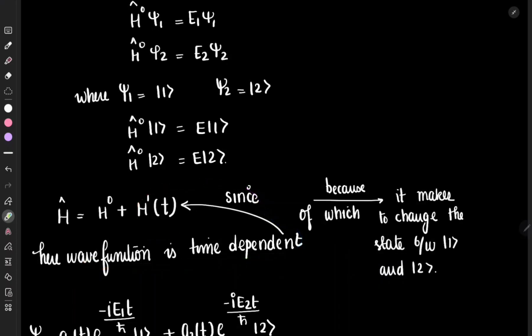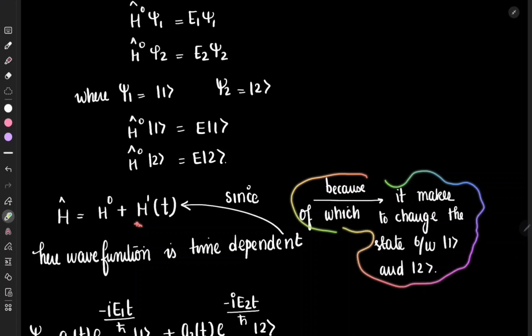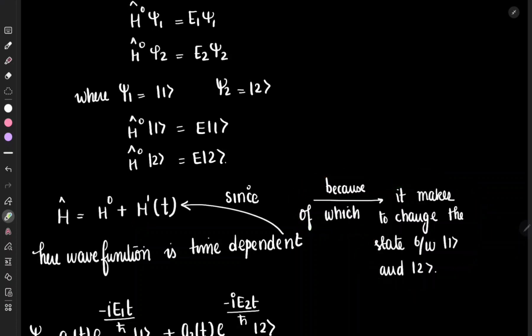So why is the wave function time dependent? Since the perturbed Hamiltonian is time dependent, it causes a change of state between ket1 and ket2. So there will be change of state between ket1 and ket2. That's the reason why the wave function is time dependent.